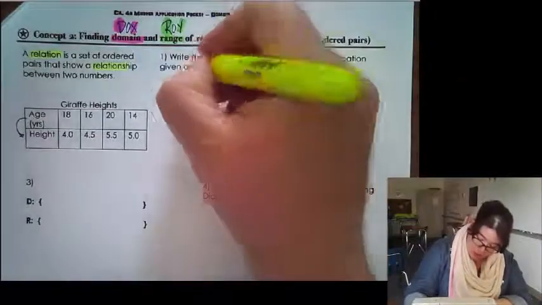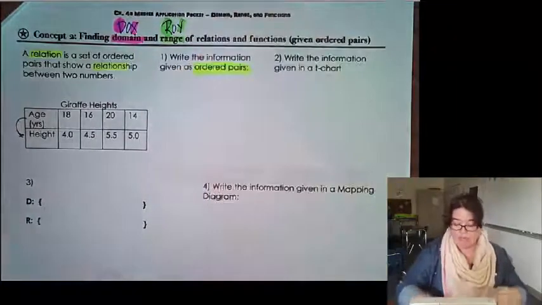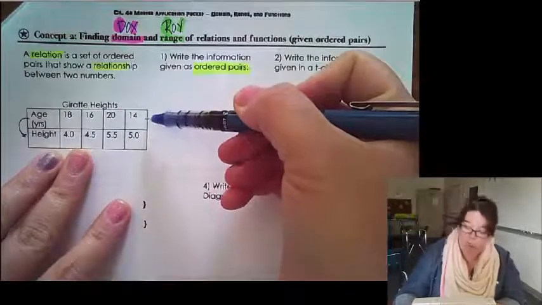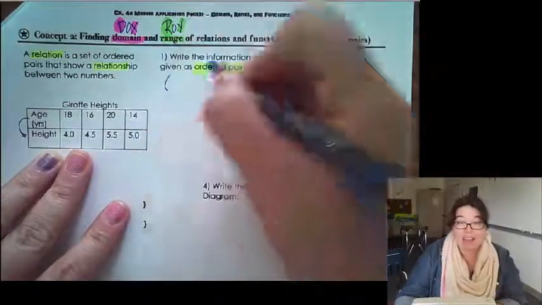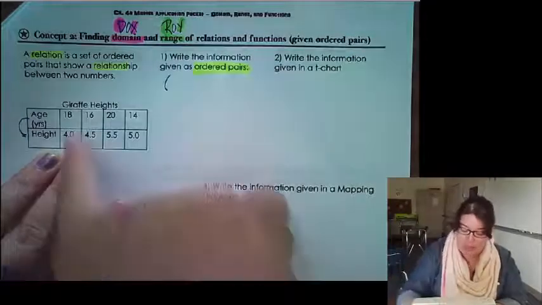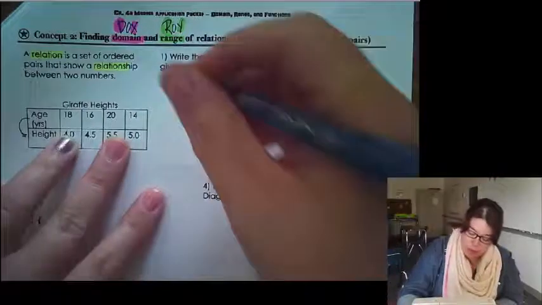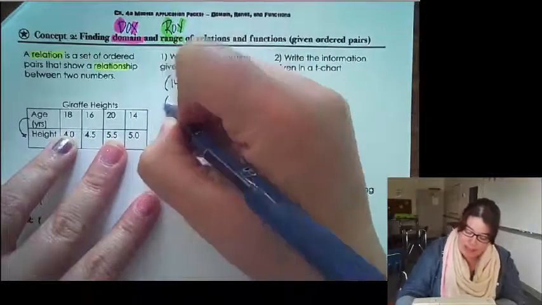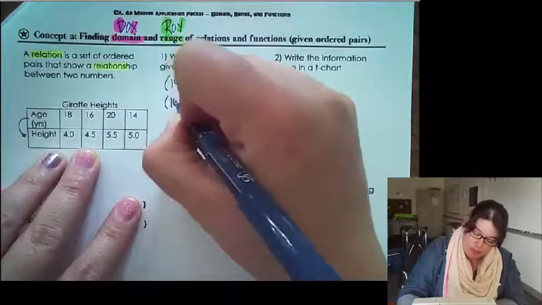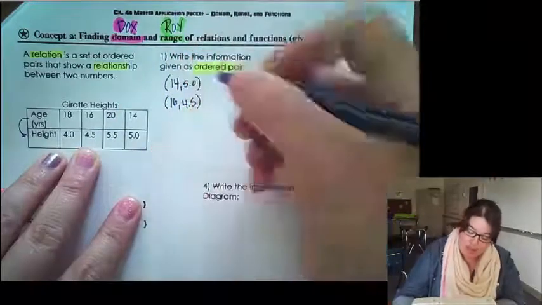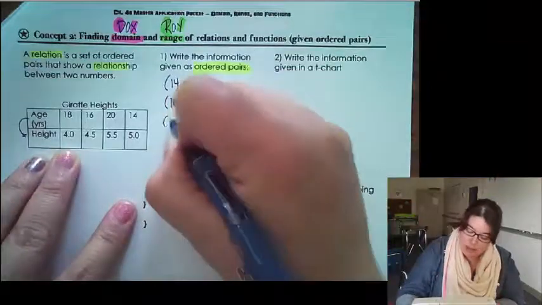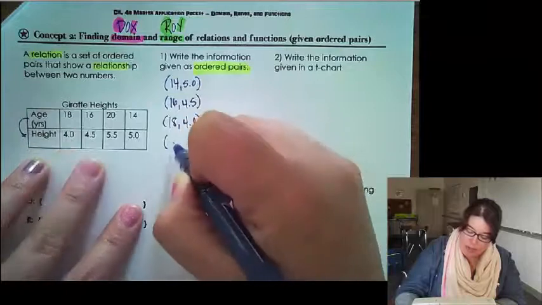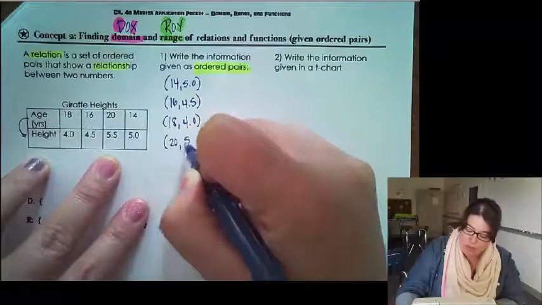Ordered pairs. That's one way that you can show a relation. We're going to put them in ordered pairs, and we're going to put the age in number order. So in ordered pairs, the X comes first. So that's going to be these values up top. The first one is 14, and that's connected to 5.0. Next we have 16, which is connected with 4.5. Next we have 18, which is connected with 4.0. And then finally we have 20, which is connected with 5.5.